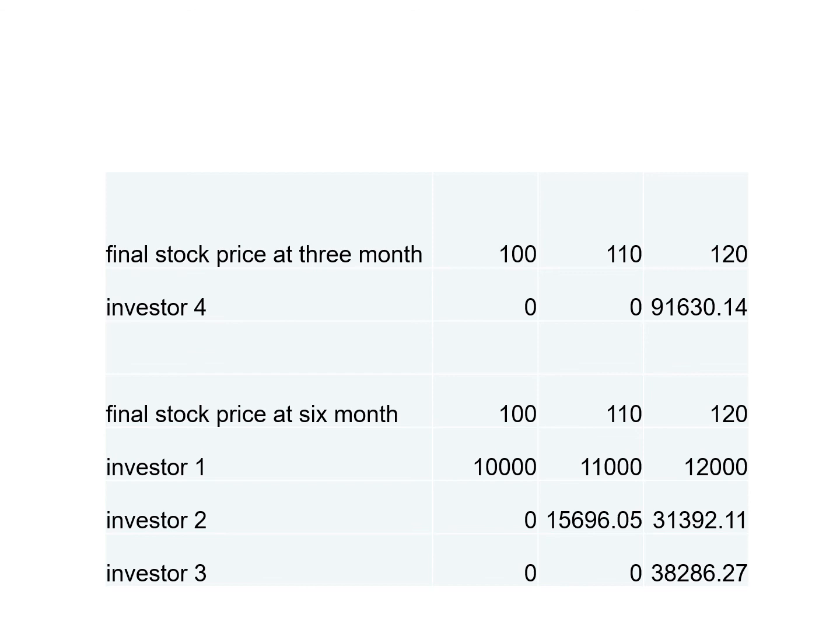And the third investor, his strike price is 110. So when the stock price is at 100 or 110, he loses everything. At 120, his final wealth is 38,000.